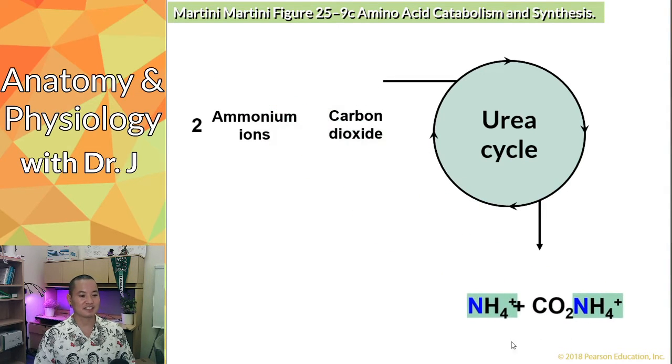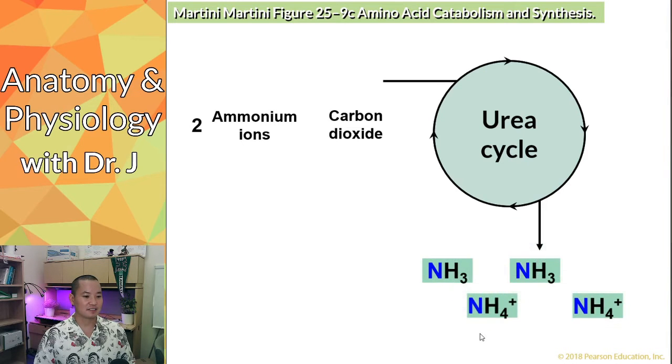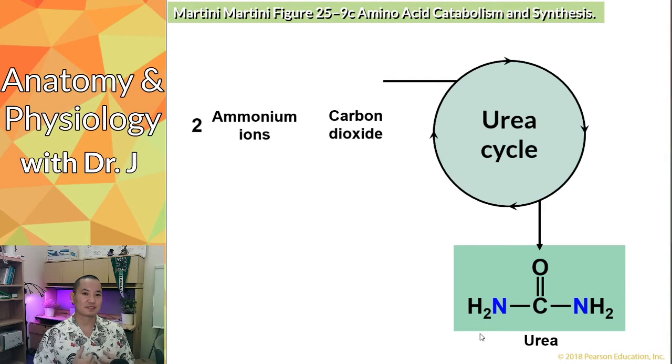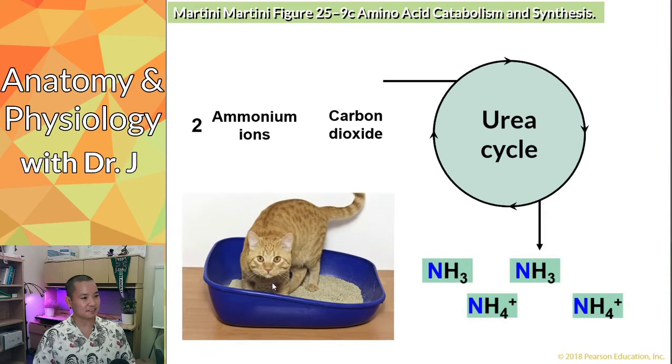So urea has this chemical formula and structure. It takes the carbon dioxide and the ammonium ions, and then it makes urea. And the urea is what you can excrete in your urine. Say you have your kitty cat and they do their business in the litter box, this urea can also break down back into ammonia and ammonium. So that's what happens with little whiskers over here.